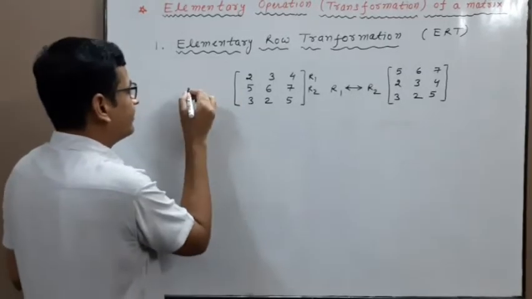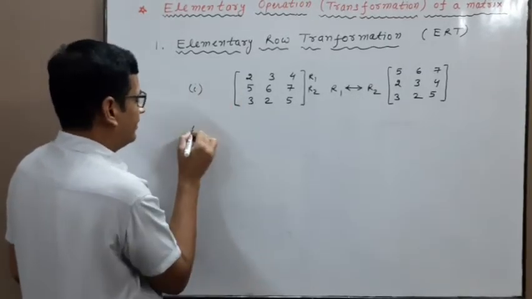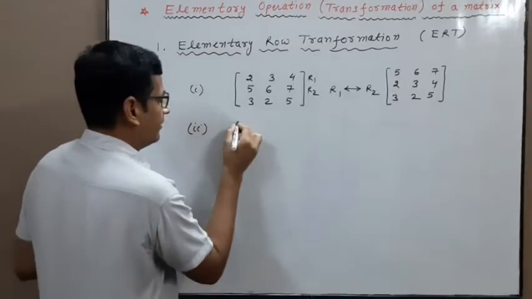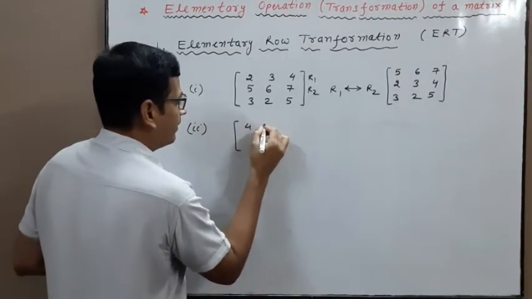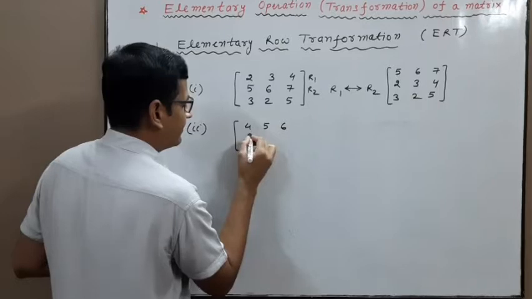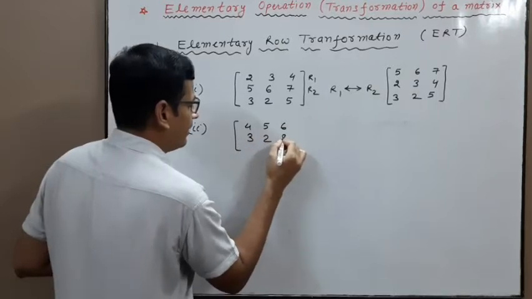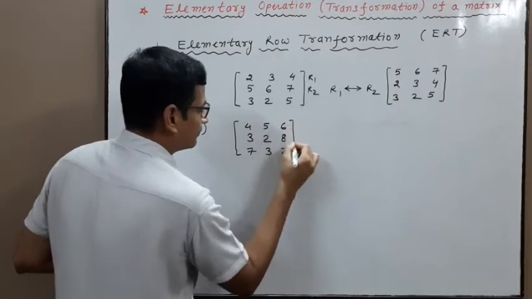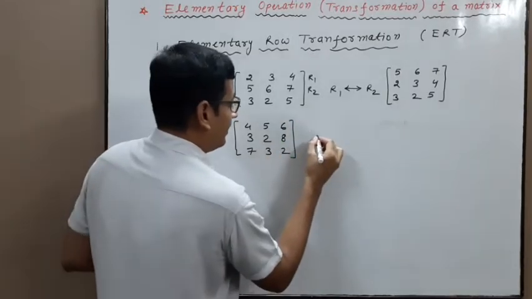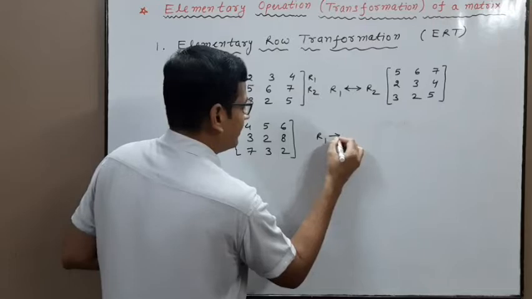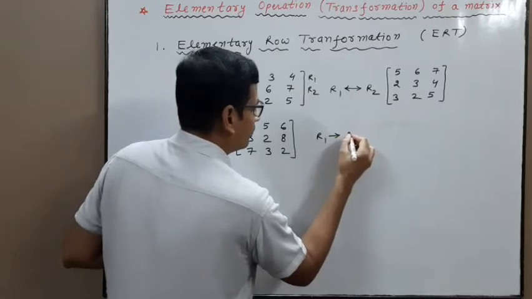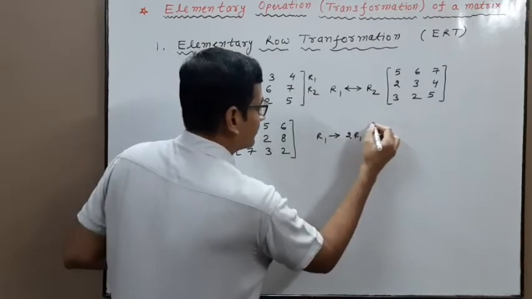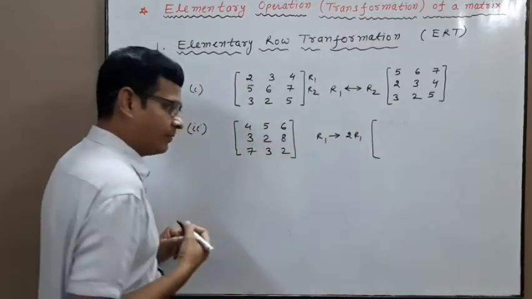I will take another example. So many examples are there. This is the first, second: 4, 5, 6, 3, 2, 8, 7, 3, 2. If I write R1 tends to 2R1, then we get a new matrix.